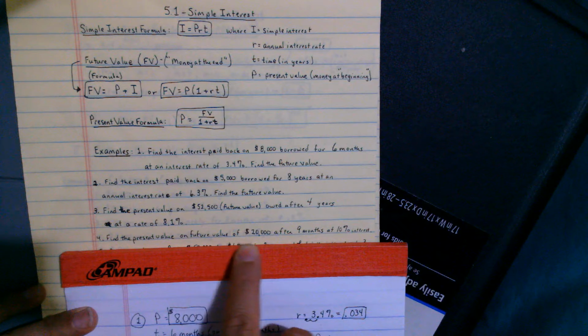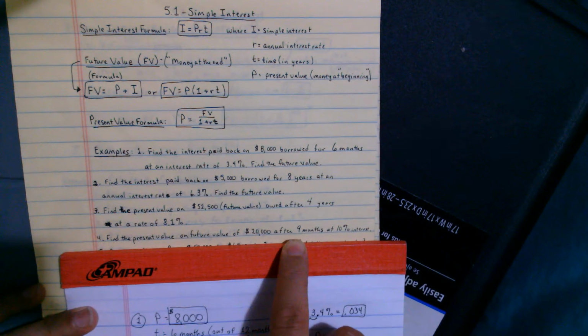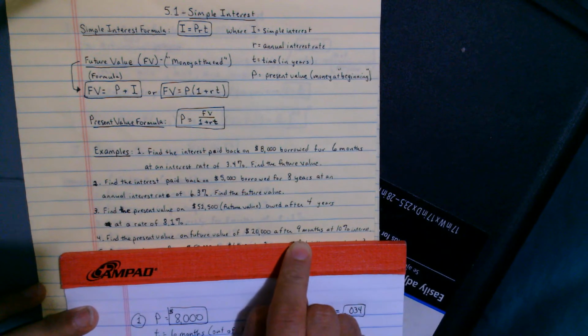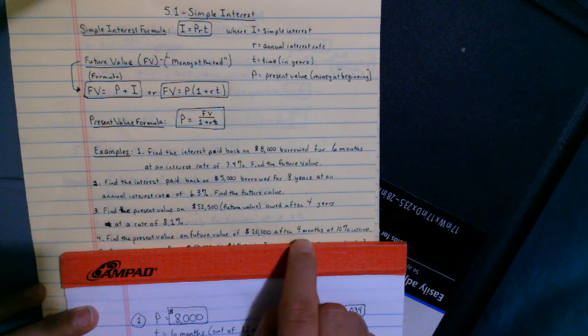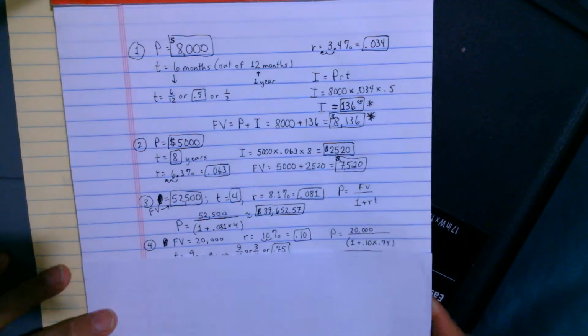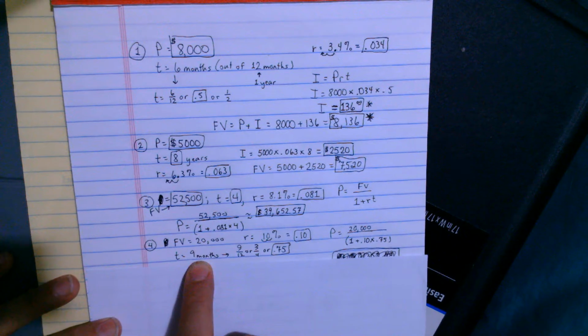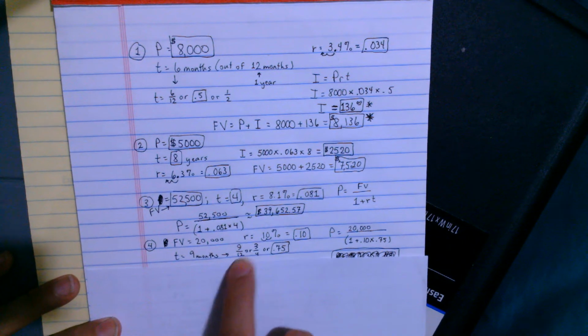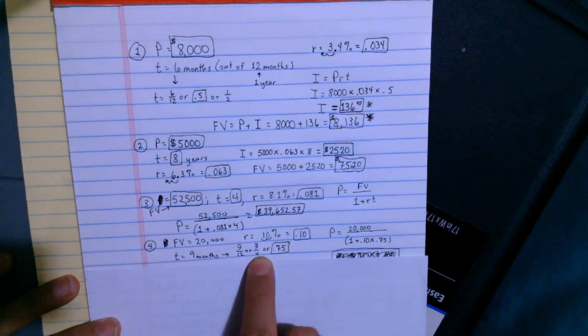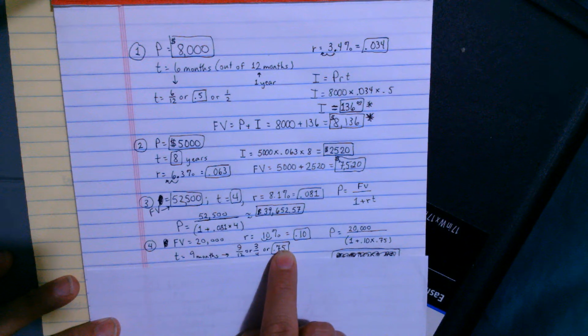Find the present value on another future value, 20,000, after 9 months and 10% interest. The only thing different here is 9 months. So it's not quite a year. So it's 9 out of 12 months here, as in one of the earlier examples. So the T is 9 months out of 12 months, or 3 out of 4, or 0.75. I'm going to use a decimal.